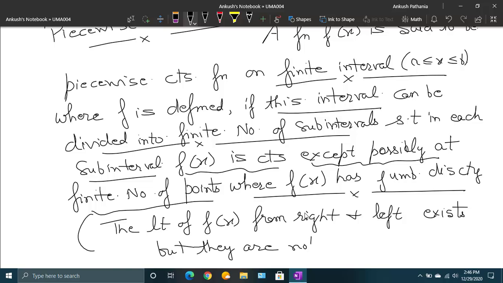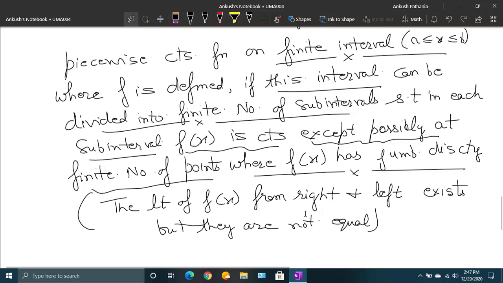So we will be getting these types of discontinuities under such a piecewise continuous function. In a piecewise continuous function, such types of discontinuities, jump discontinuities, are there, where you have the left hand limit and right hand limit, both exist but they are not equal.